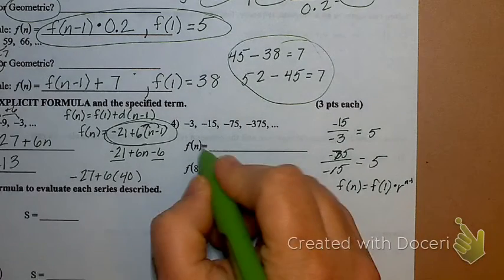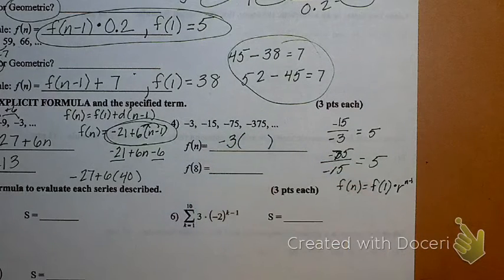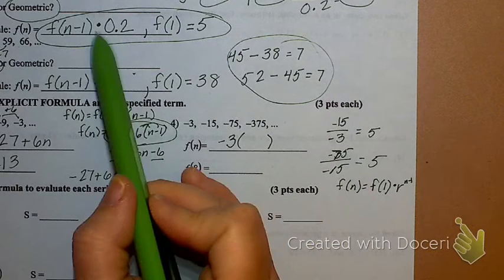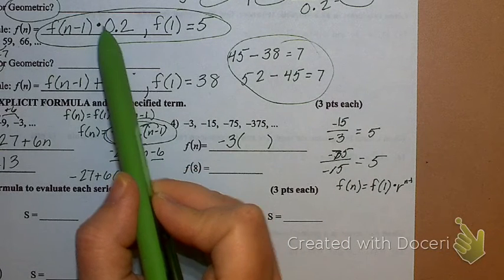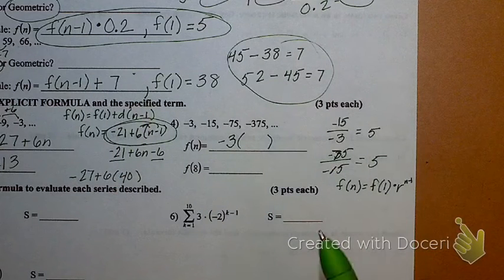So let's see. F of n is equal to the first term, which is negative 3. Please, whenever possible, put your r value in parentheses. It just makes it easier. This one, it actually drives me nuts that you have the multiply sign and the decimal, because there's too many dots. What's my r value here?